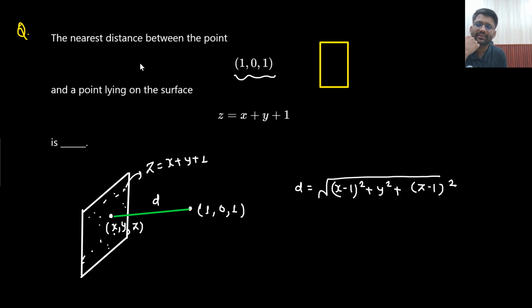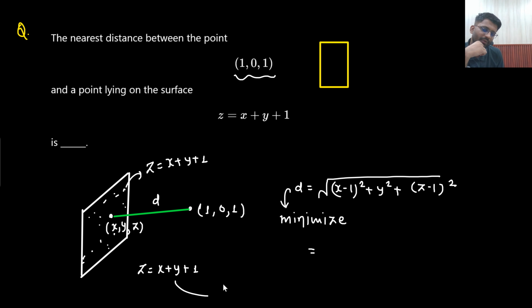You need to minimize this, no? Nearest distance, that means you need to minimize this. This is the target. Right? So what can I do? The relation is given, no? What is z? z is nothing but x plus y plus 1. So I can put this relation here. So what will be the value of d?